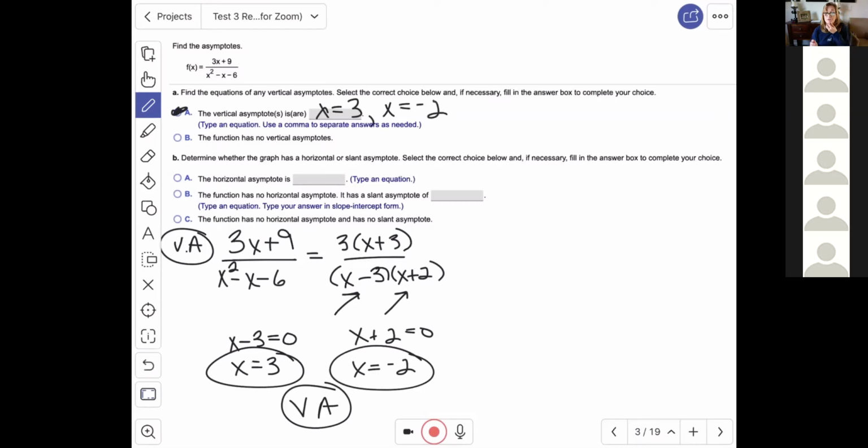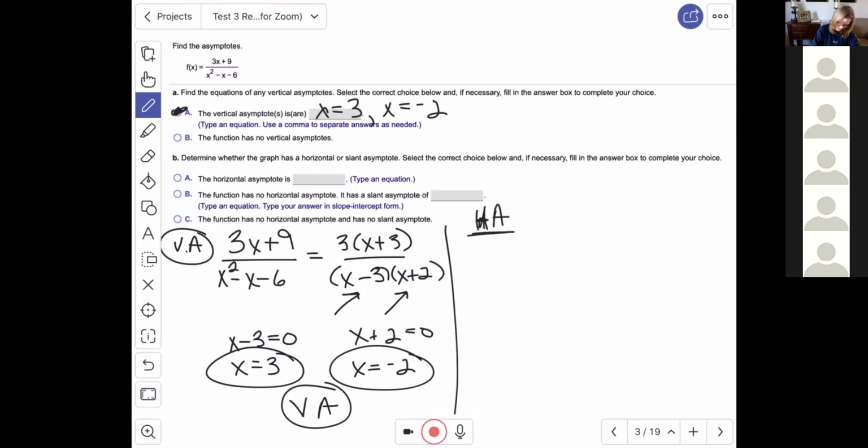Please make sure you have x equals. It's very important. Don't just type in 3 and -2. It has to be the equation of a line, and the equation of a vertical line is x equals. Horizontal is y equals. That's really important, so don't forget x equals. Okay, so for the second part, let's do the horizontal asymptotes.